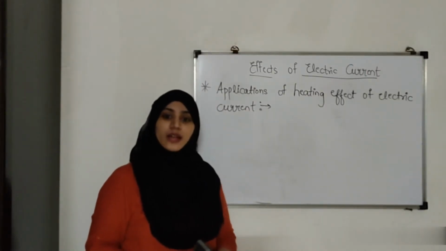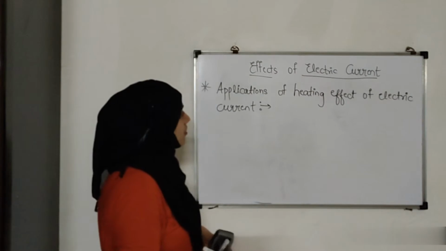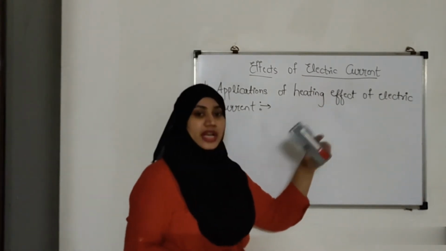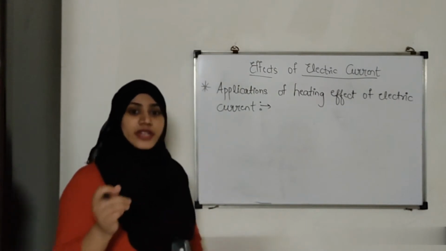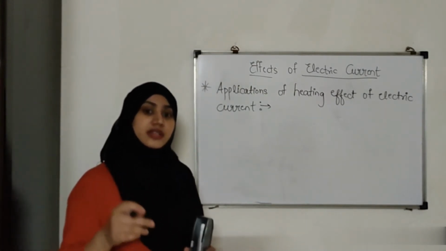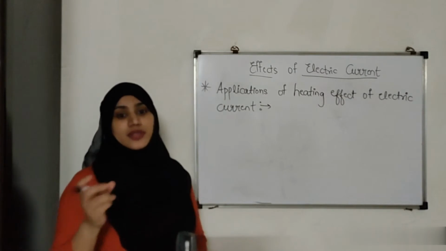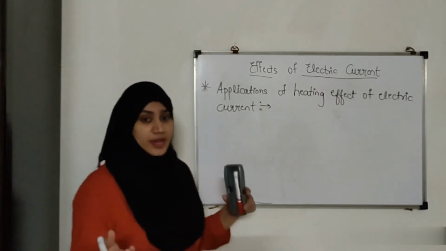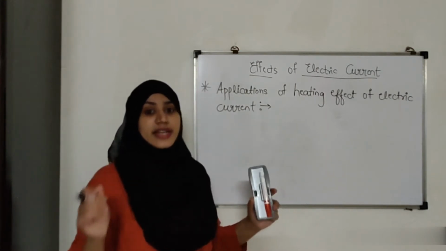So today we are starting with the topic applications of heating effect of electric current. Now what is heating effect of electric current? Whenever there is a flow of an electric current along the circuit, heat is produced in the resistor. Now this production of heat is used where? We see it in our daily life.